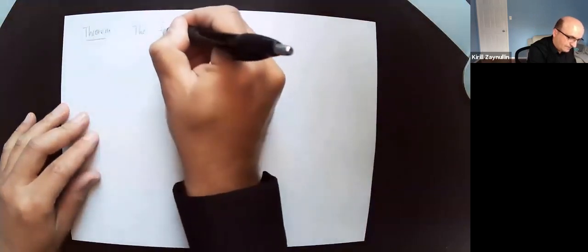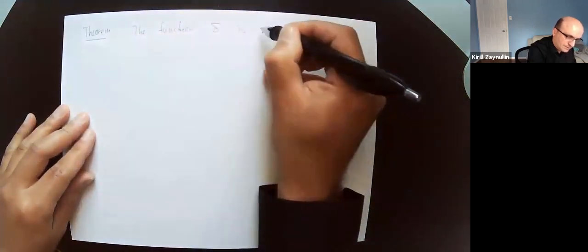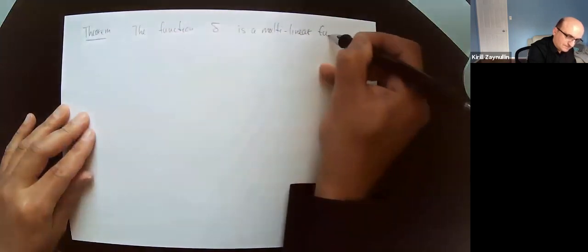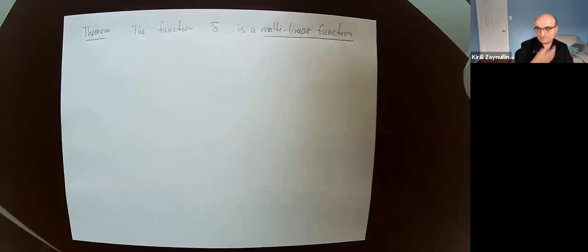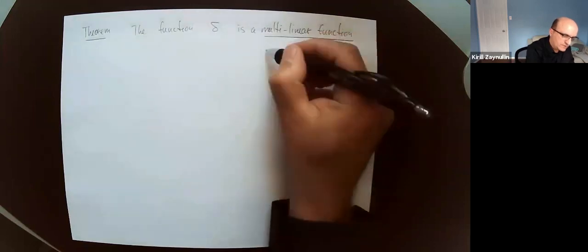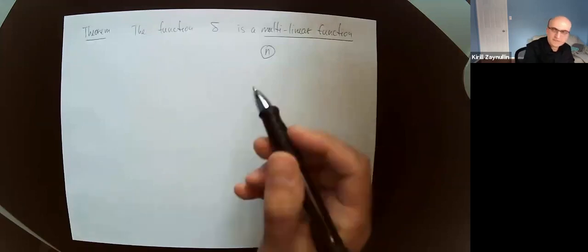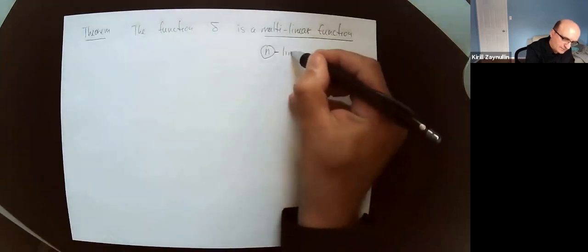The function delta is a multilinear function. In particular, there's this number n involved because we are talking about n by n matrices, right? It's a function from n by n matrices to the field F. So it makes sense to specify this and call it not just multilinear, but n linear. So it's an n linear function.